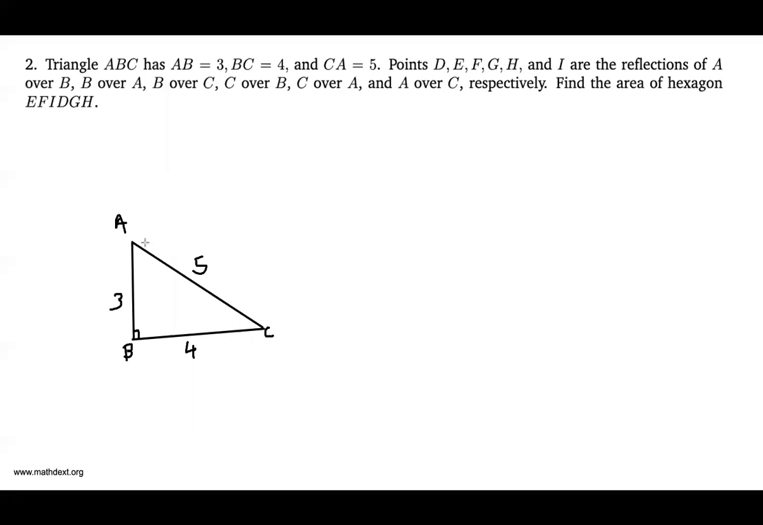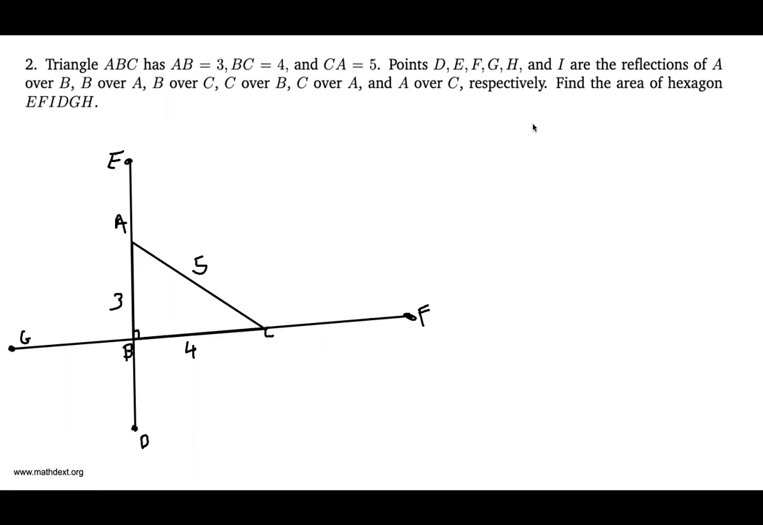Now, let's draw points D, E, F, G, H, and I. D is the point that's the reflection of A over B. So this point right here is D. E is the reflection of B over A. So E is about right here. Point F is the reflection of B over C, so we can reflect B over C. It looks something like this. So F is about right here. G is the reflection of point C over B, so G is about right here.